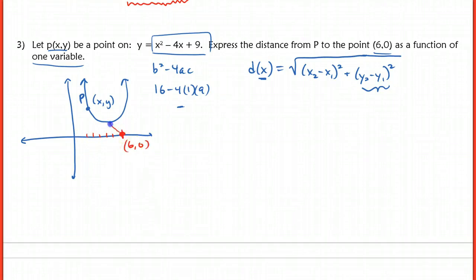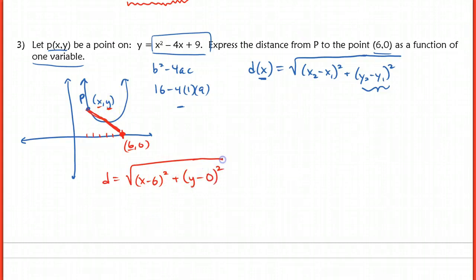Okay, let's find the distance between those 2 points first. The distance between those 2 points is going to be given by the square root of x minus 6 squared plus the y-coordinate here minus 0 squared. Alright, now this is actually really close to what we want it to be, right? We're supposed to express distance in terms of only one variable. And if I want to do that in terms of x, then that means I need to get rid of this y.